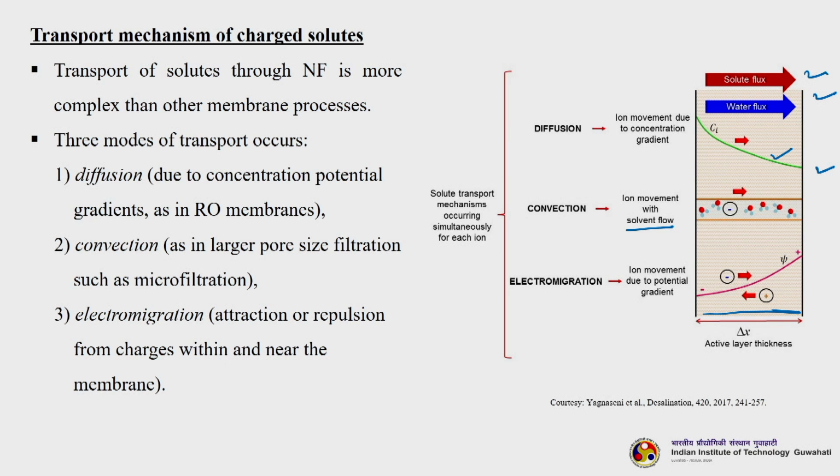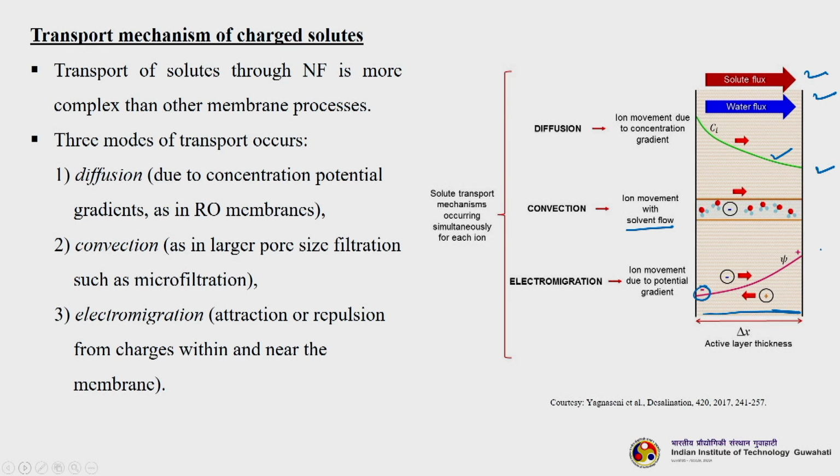This indicates that the membranes have some pores. Otherwise, if there are no pores, in an absolutely non-porous membrane, then convection will not happen basically. Then there is electromigration, that means ion movement due to potential gradient. As we know, the NF membrane is slightly negatively charged, you can see this, right, and at the upstream side you are maintaining some positive charge. So, ion movement takes place by the flow of cations and anions in both ways.